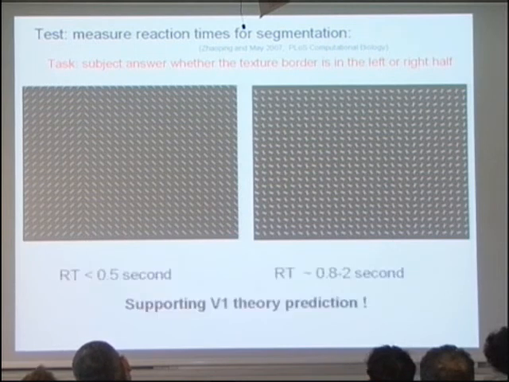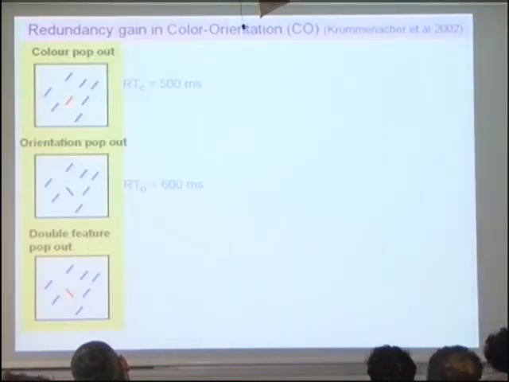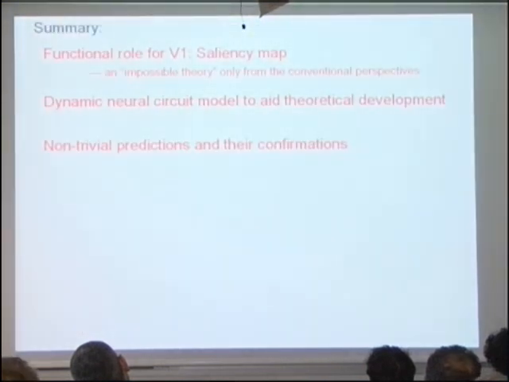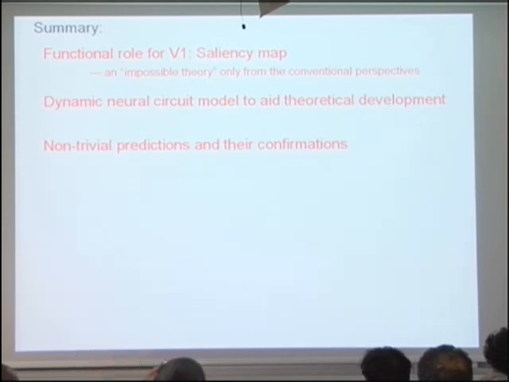And the difference is more than 100 milliseconds, hundreds of milliseconds apart. Anyway, I'm going to skip all this next one. So in summary, we have a functional rule of V1, understanding V1 not by predicting the cell firing, but from cell firing to behavior. And this may be impossible, but only from the conventional perspective. But in fact, more conventional is actually, you can just copy from nature.